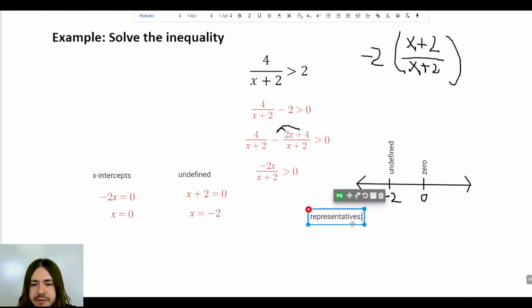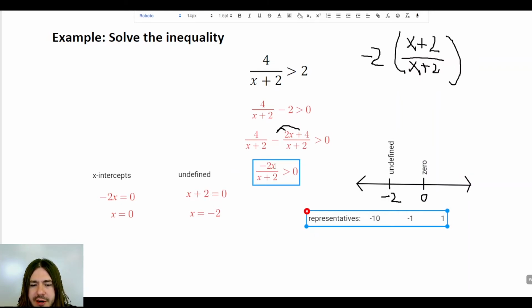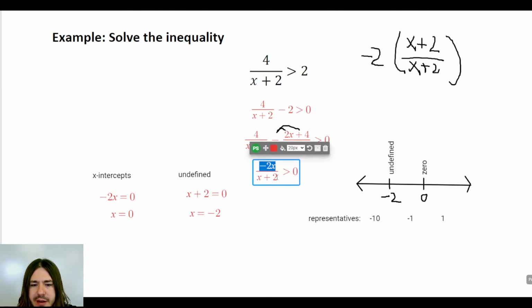A number less than negative 2, I'm going to go with the classic negative 10. You guys know what numbers I usually pick. Negative 1, and I'm going to go with 1. So if I plug in negative 10 here, I'm going to get a positive divided by a negative, so it's going to be negative in that interval. If I plug in negative 1, I'm going to get a positive divided by a positive, so that's going to be positive. If I plug in 1, I'm going to get a negative divided by a positive, so that's negative.